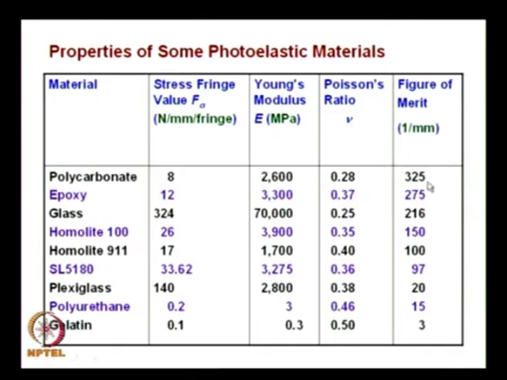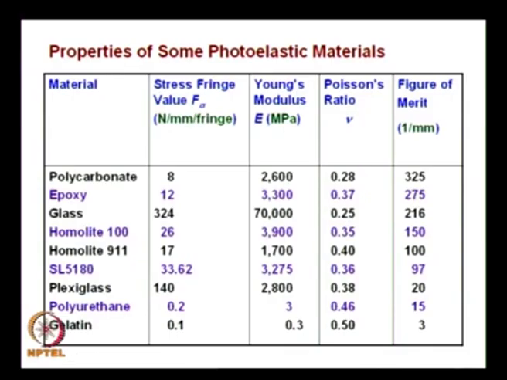And figure of merit is listed here, it varies from 325 to 3, and gelatin is a very nice candidate when you want to analyze the effect of body forces. In civil engineering construction, they use gelatin and make models out of it and bring in the body force component in the analysis. Normally, many experiments are conducted with polycarbonate and epoxy. Polyurethane is good for teaching purposes, and this is also used in civil engineering for modeling layered soil.